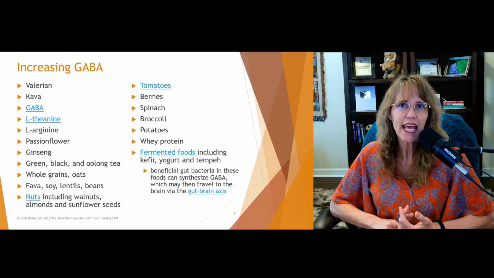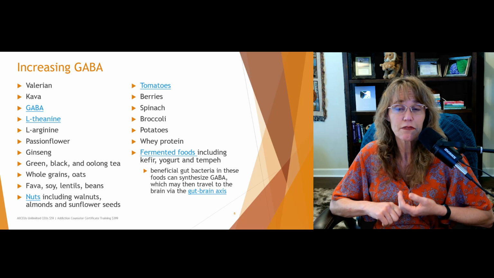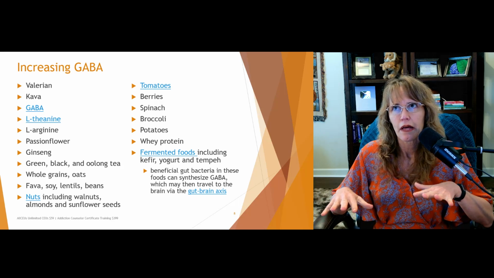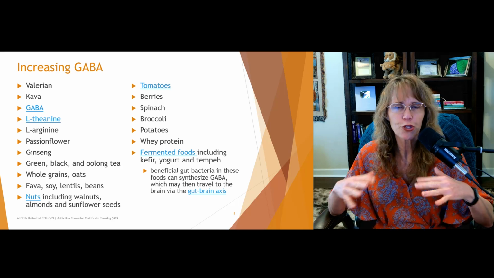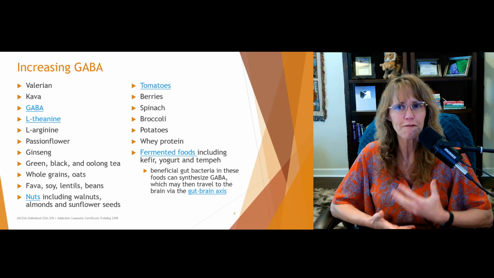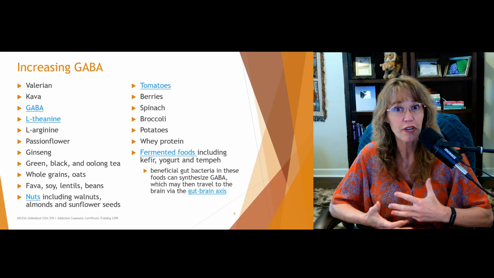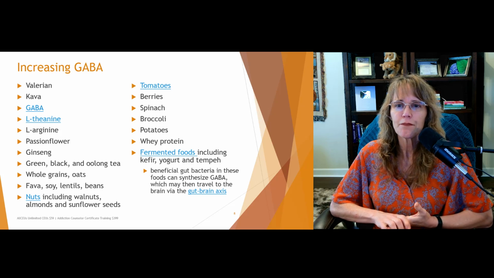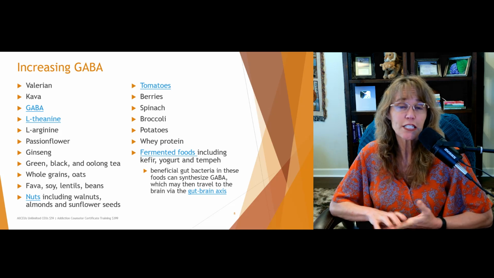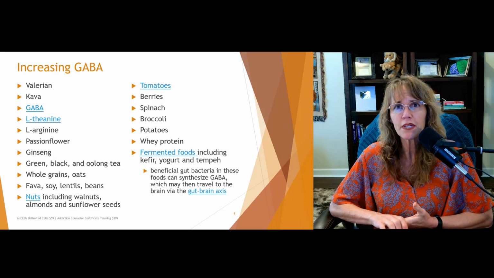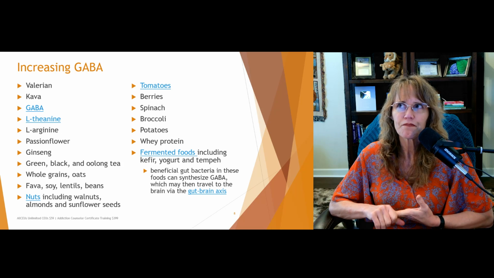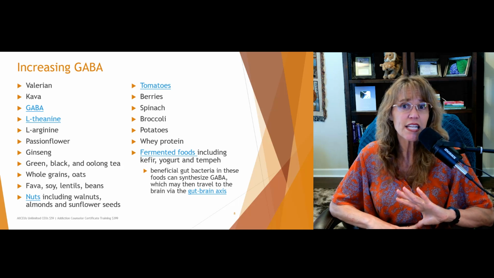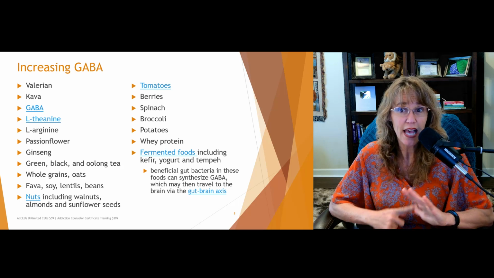L-theanine is an amino acid that is shown to help reduce anxiety. It's the main component that they talk about with green tea that's supposed to help people focus and feel less anxious and jittery, counteracting some of the jitteriness of coffee. L-theanine can be really helpful. It's been shown to help people get better sleep. Some countries actually use it as a food additive. L-arginine is another amino acid that increases GABA.